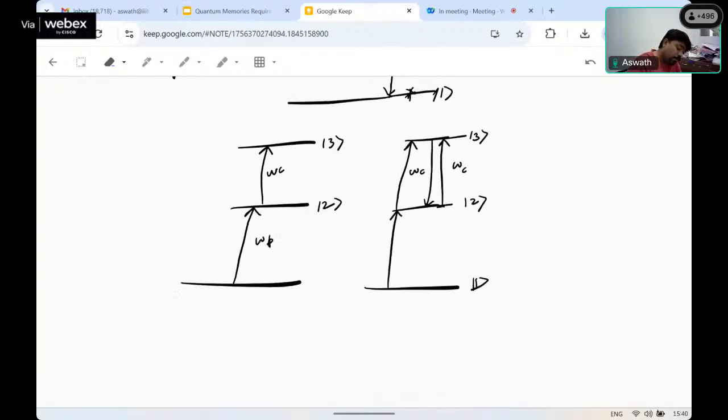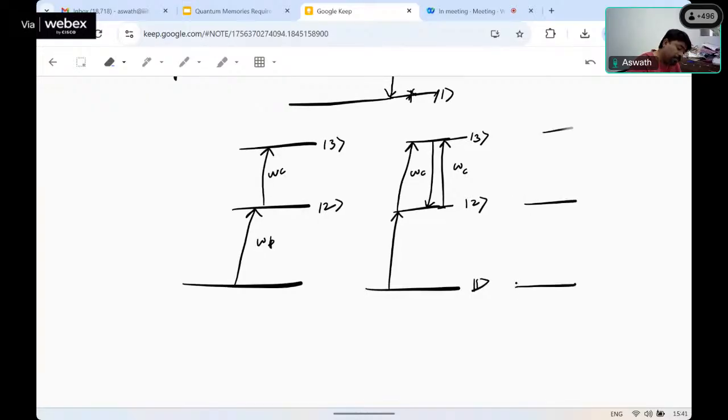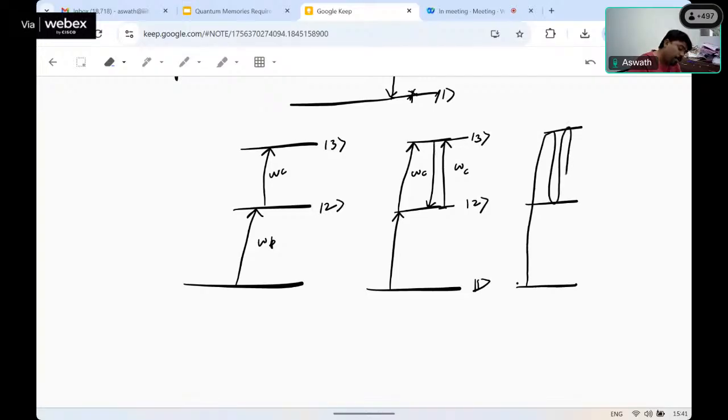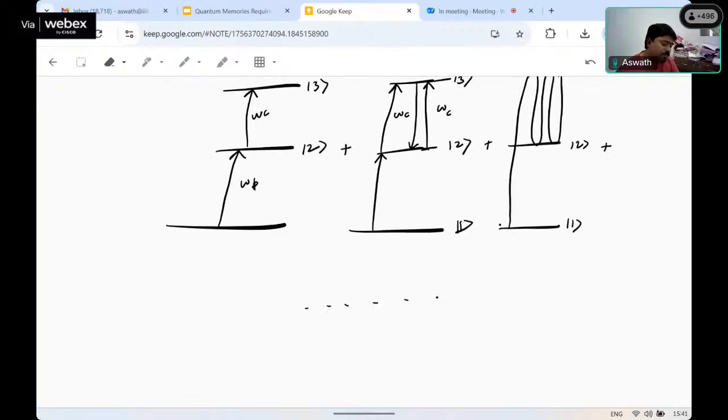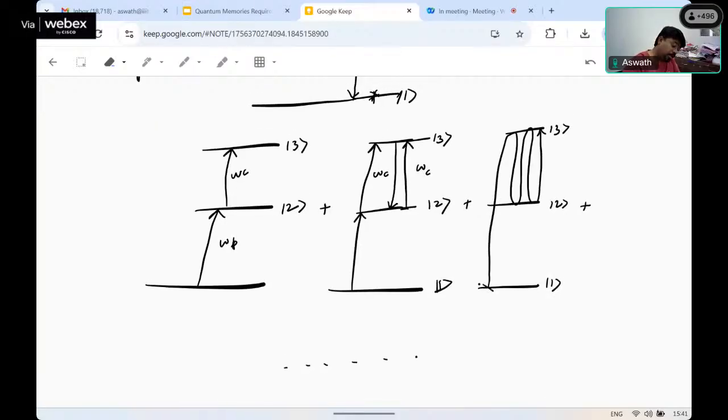One more is there. It can go up, come down, then go up, come down and go up. These are various possibilities: possibility 1 plus possibility 2 plus possibility 3. There are so many such possibilities by which the electron can jump to 2, and because of the strong field, it does various oscillations between 2 and 3 and reaches the 3 level.